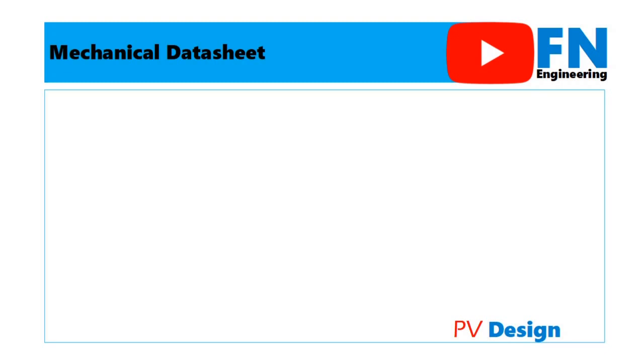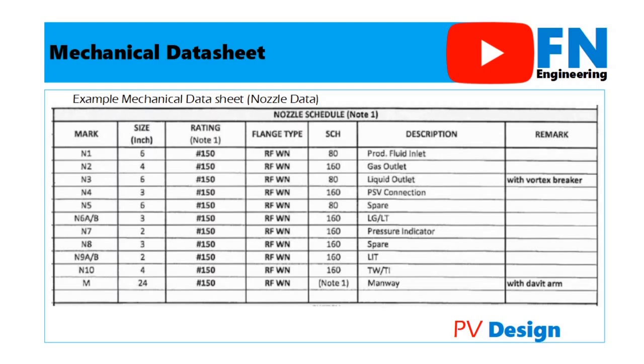Alright, then there is additional information regarding nozzle data. According to the table, we can see some information such as nozzle name or nozzle mark, nozzle size, flange ratings, type of flange, thickness of nozzle, service or function of the nozzle, and some additional information. In general, in the vessels, there are some nozzles for inlet fluid, outlet fluid, manhole, venting, draining, nozzle for the instrument, and nozzle for spare. In detail, you can see this table carefully.